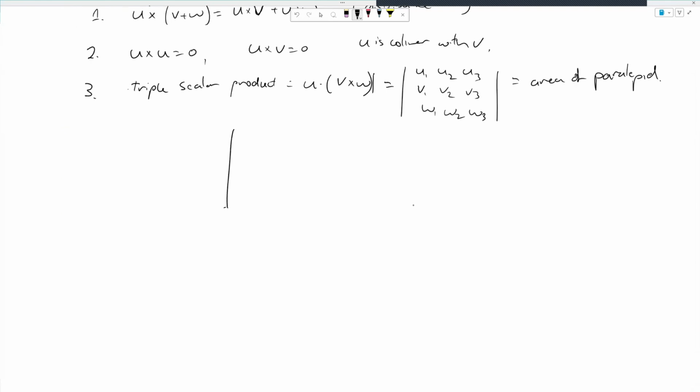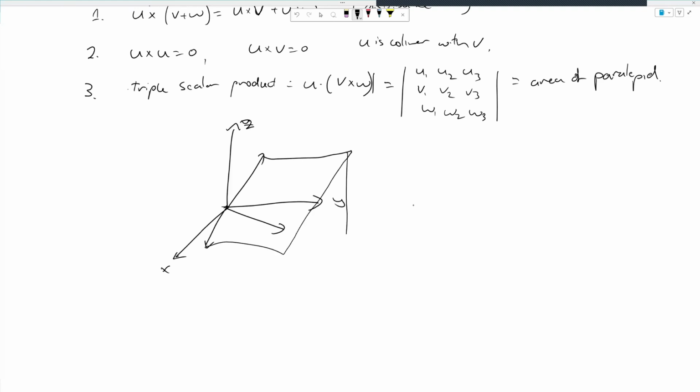So let me draw something. Y, Z, X. If you have, let's say, this vector over here, this vector over here, and this vector over here, then the volume covered by these three vectors is determined by this formula over here. That is a terrible drawing. However, I will fix that up, maybe another time.